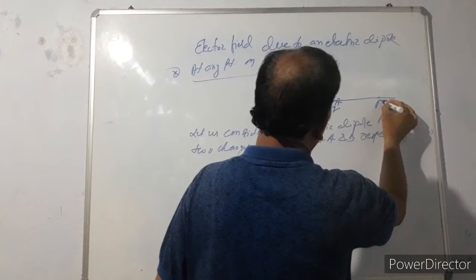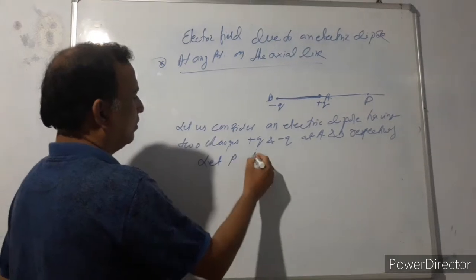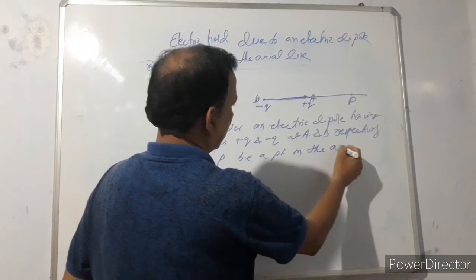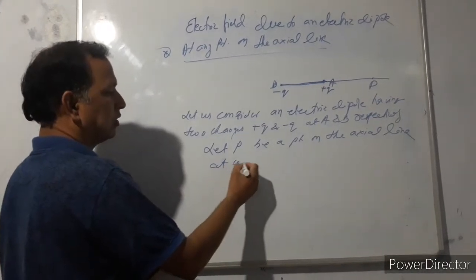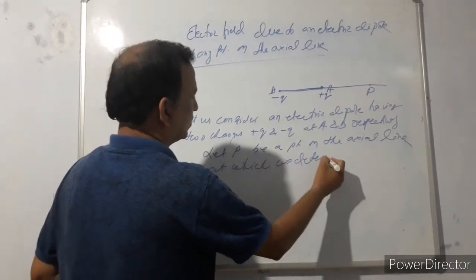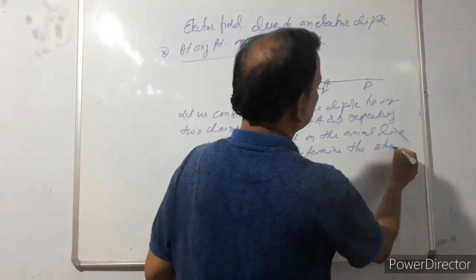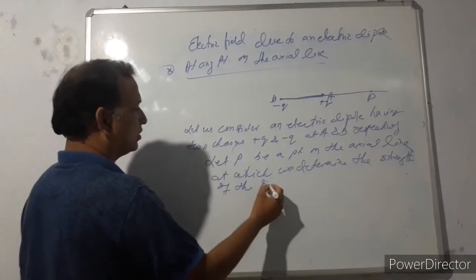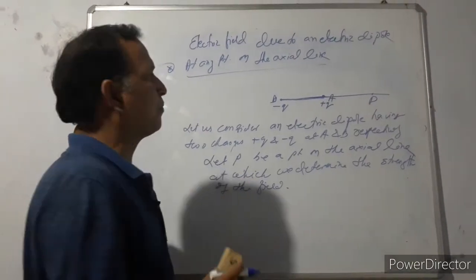P is a point on the axial line. Let P be a point on the axial line at which we determine the strength of the field. Strength of the field, or that is the electric field density. Clear?